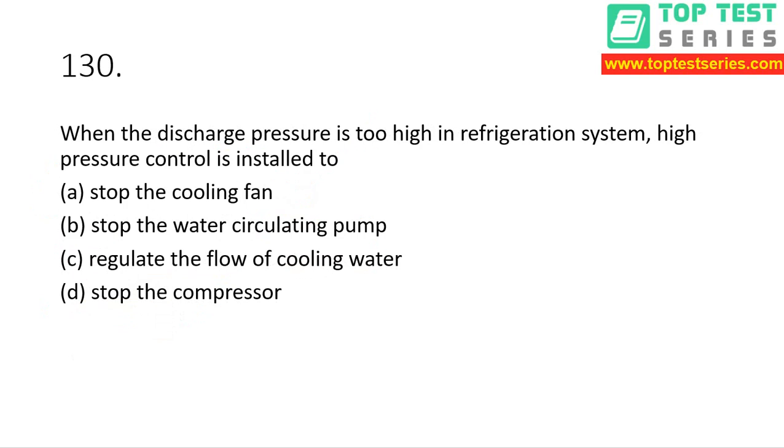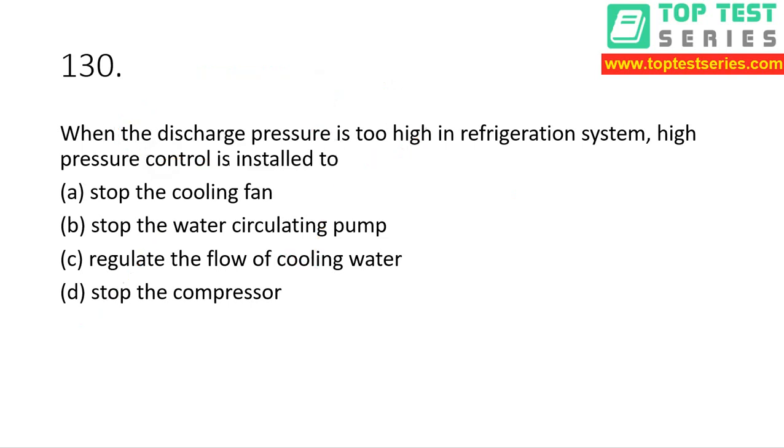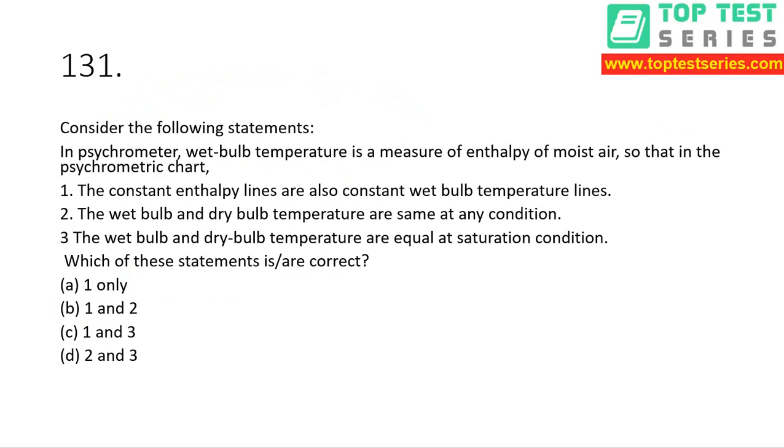Question number 130. When the discharge pressure is too high in a refrigeration system, high pressure control is installed. Why is high pressure control installed, right? My dear, whenever its discharge pressure is too high, there is only one way to control this. That is what? We have to stop the compressor. Therefore, the answer for this question is what? Option D is the correct answer.